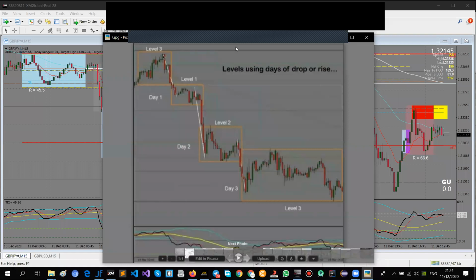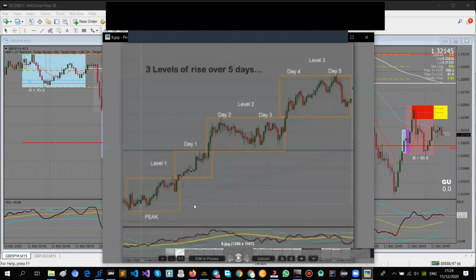As you can see, 3 levels of rise over 5 days. Started off with a peak here, went into day 1, giving us level 1, then day 2 and day 3 in consolidation, both days giving us level 2. Then finishing off the week, Thursday and Friday being also level 3.